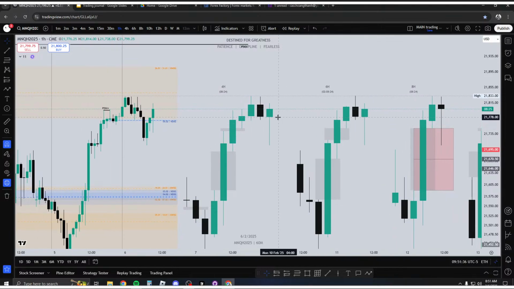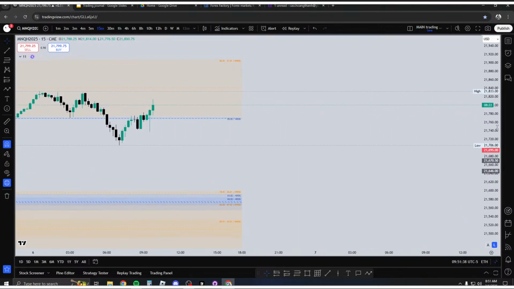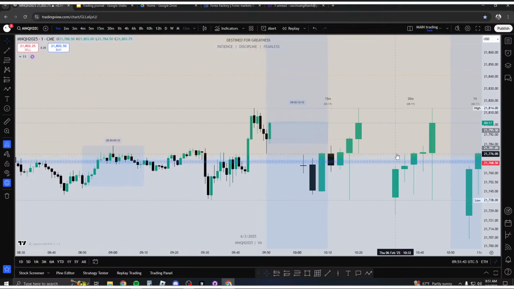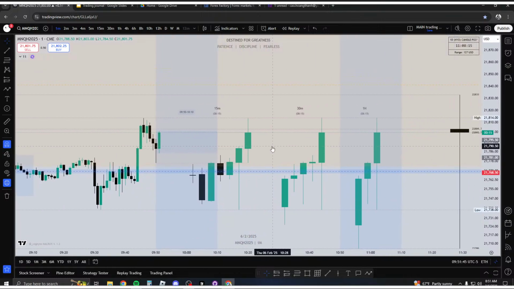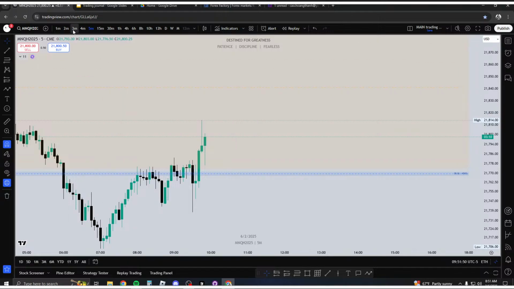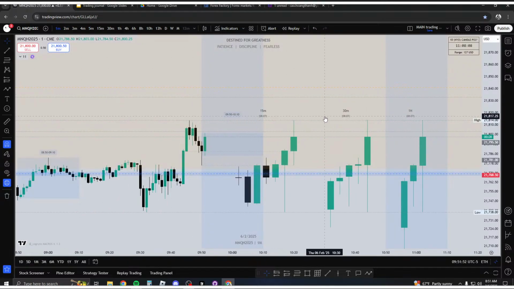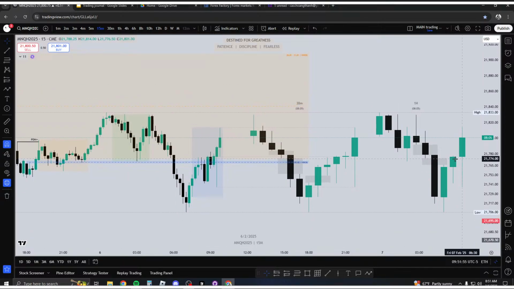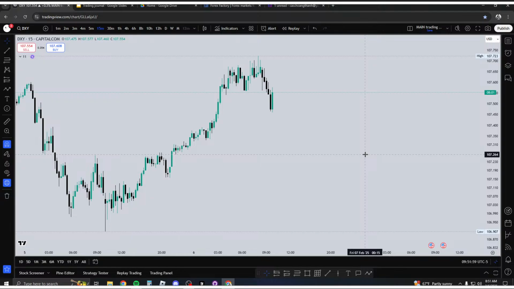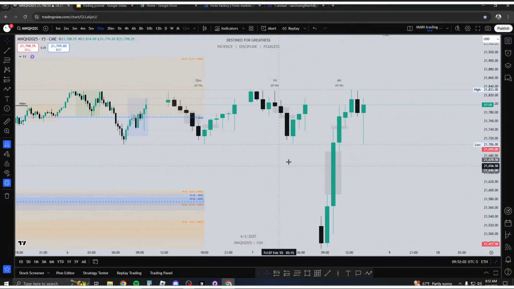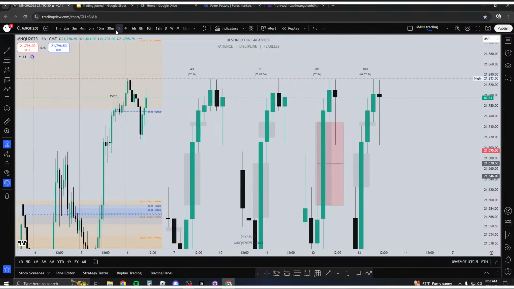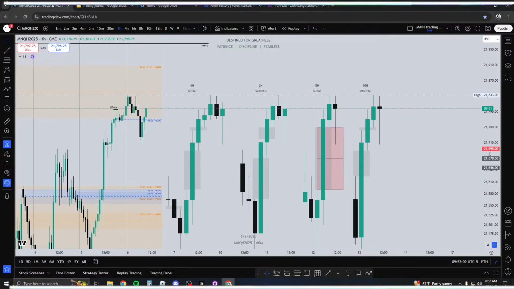So let's see here. On the 15-minute time frame and the 1-minute time frame here, we still have plenty of lows intact, but yeah, I do want to see us create that bullish candle, like I said, on the 8-hour time frame. So I'm just going to wait here.